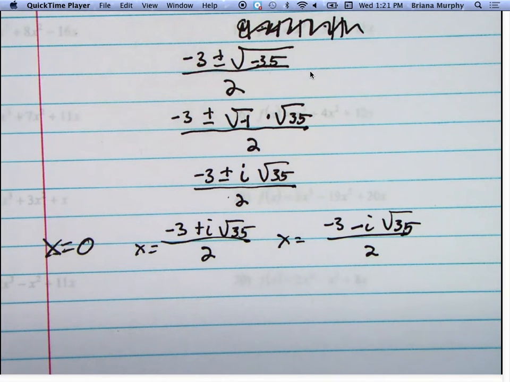You can't, because you would get... So remember, if you take the square root of 35, you end up with a decimal. And it's a decimal that goes on and on. It's often not repeating. I want the exact answers, not the approximation. Okay? So this is the exact answer. You can't do square root of 35 in your calculator.